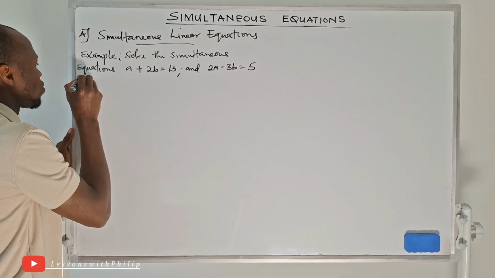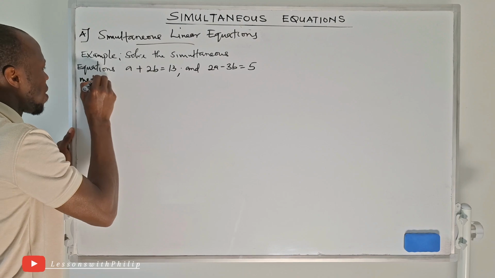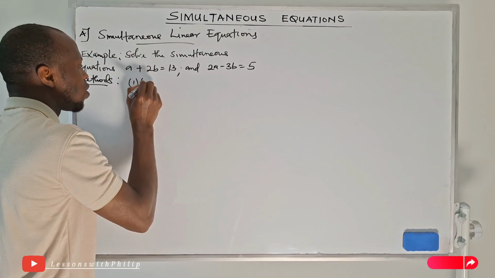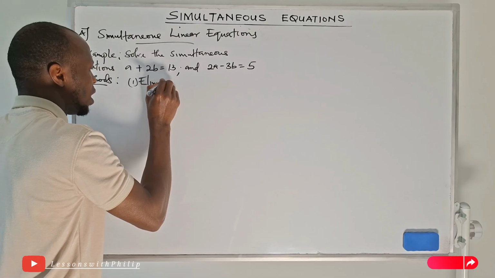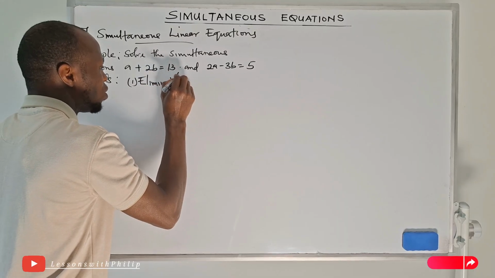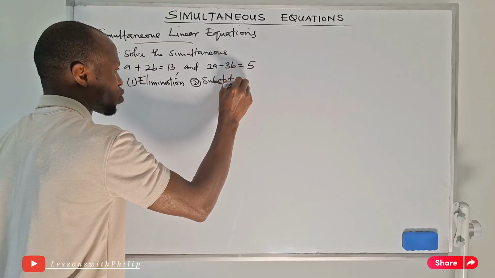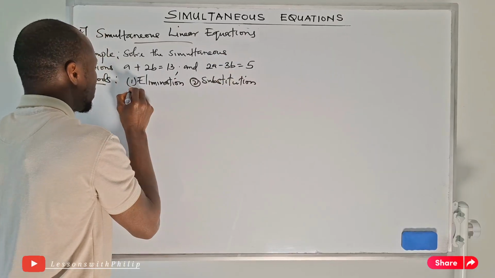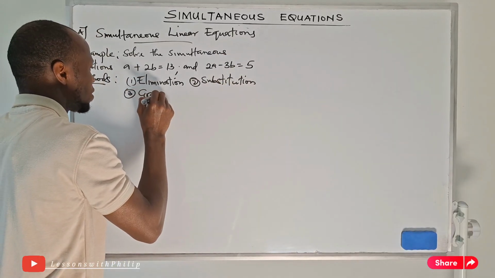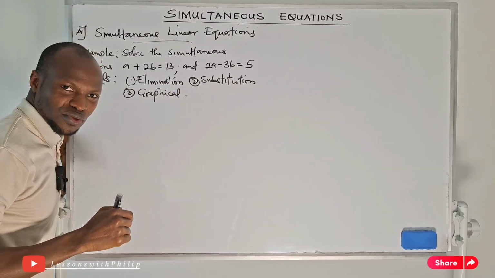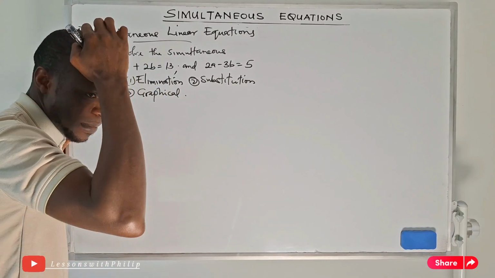Now, there are three methods by which you can solve simultaneous equations. Number one, we have what we call elimination method. Number two, we have what we call substitution method. And number three, we have what we call graphical method. I will try and use the first two and see if we get the same answer.